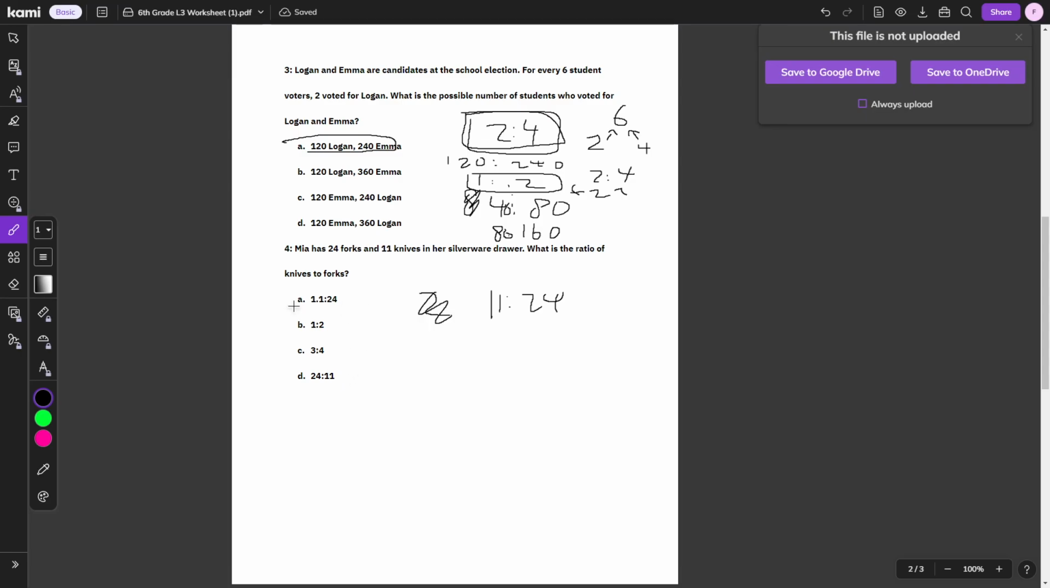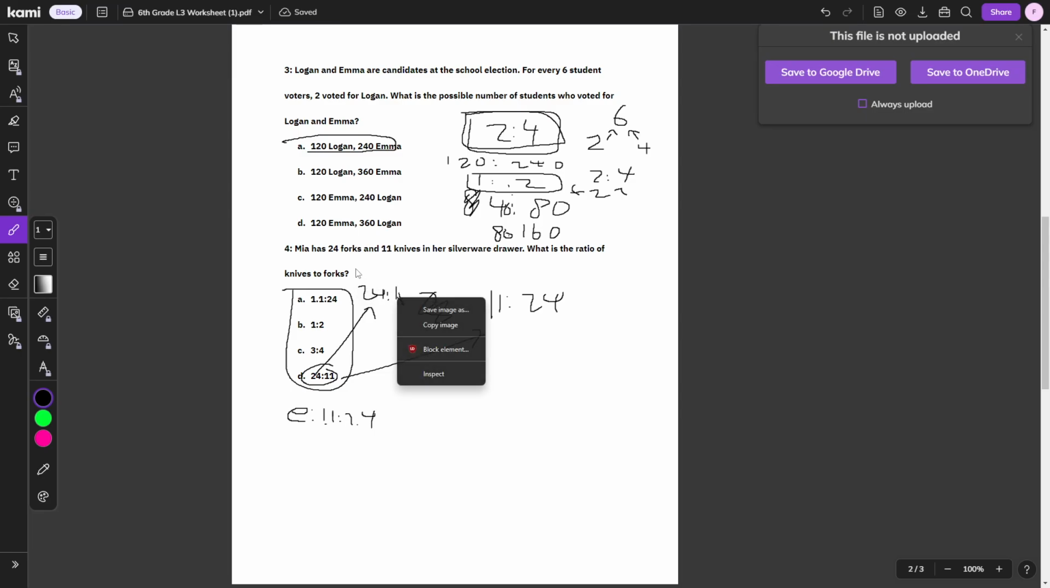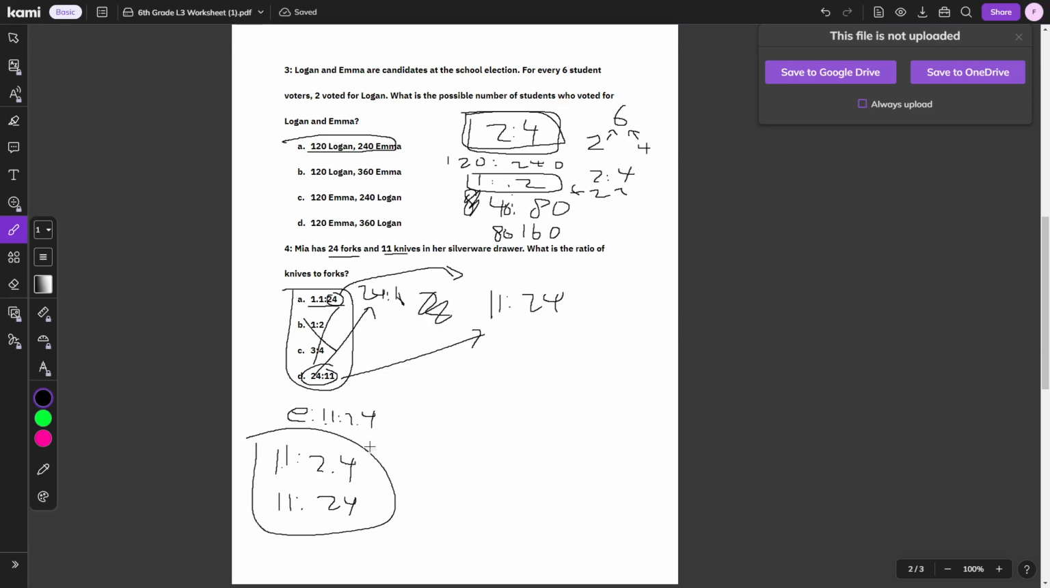Well, actually, none of these are the correct answer. That's kind of odd. The correct answer would actually be something like 1.1 to 2.4. Why are none of these the correct answer? Well, you might look at this and be like, oh, it's the same number. It's not, because this is saying there's 24 knives and 11 forks, which there isn't. It's backwards. These two numbers are obviously incorrect. This number divided 11 by 10, but it didn't do the same for 24. So the answer either has to be 1.1 to 2.4, or it could just be 11 to 24. Either of these answers would work.